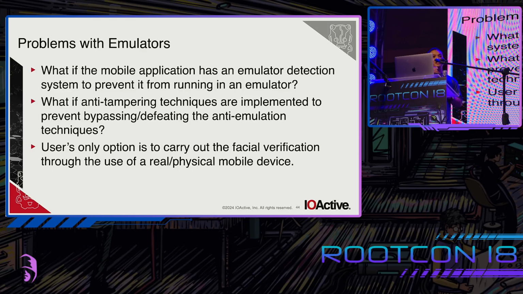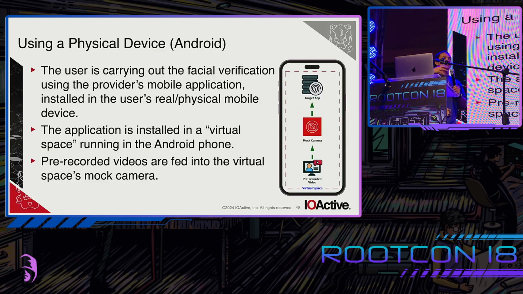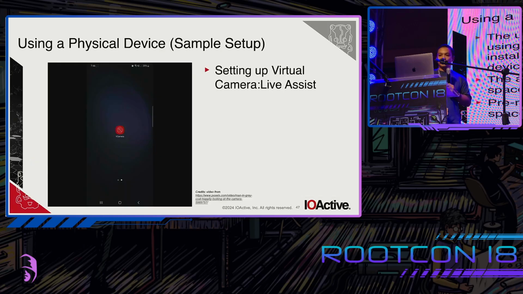So worst case scenario, let's say, for example, the user's only choice is to use a real physical mobile device. So how are we gonna make a virtual camera using that physical device? The approach that we're gonna use is to make a virtual environment, or a virtual space, within the phone, and that will act like an emulator. Then what we're going to do is install that target application into that virtual space and use that virtual space's virtual camera or mock camera. And here's an example of the setup.